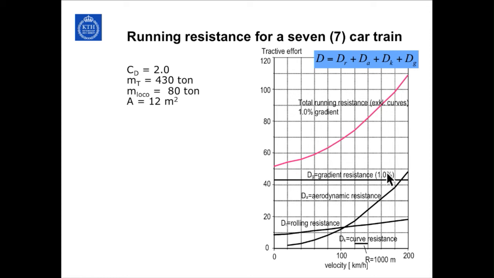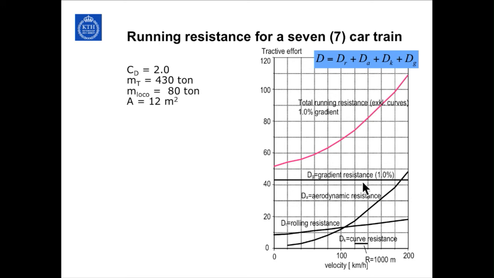Here's the gradient resistance, here's the aerodynamic resistance, and as you can see, it increases with the square of the speed. The rolling resistance is relatively small, and increases slightly with increasing speed. And you have the curve resistance, which for a 1,000-meter radius is pretty small, and of course for an even higher radius it's even smaller.